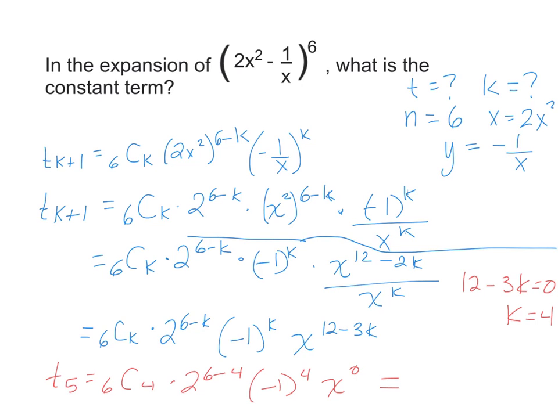6 choose 4 is 15 times 2 to the power of 2, so 4. And then negative 1 to the power of 4 is 1. X to the power of 0 is 1. So it really is just 15 times 4. So the answer is 60.